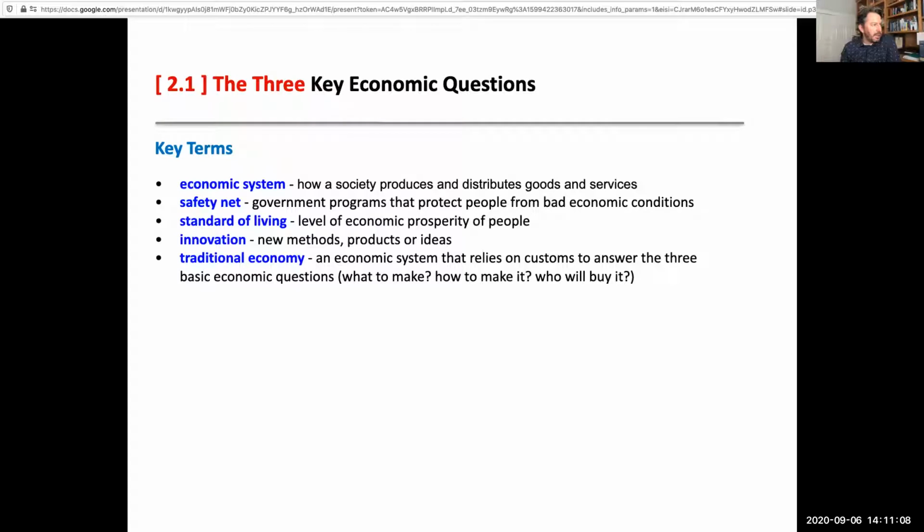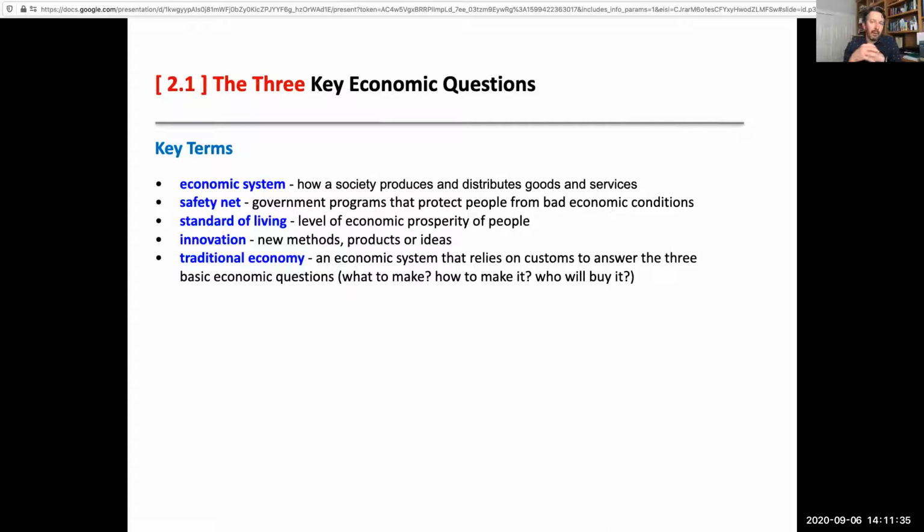So the key terms: economic system. Think of it in terms of capitalism versus communism versus some other form of economic system that is used by society. We think in terms of politics a lot of times, right? And we have different terms for these economic systems in economics.